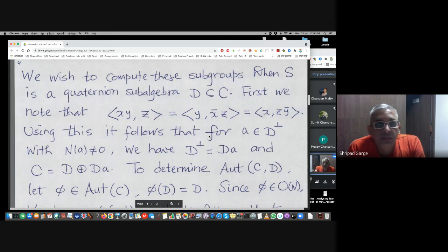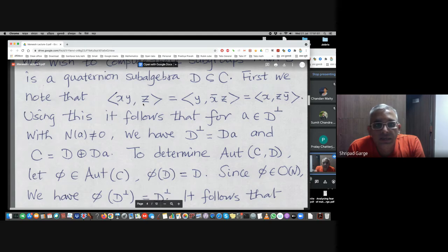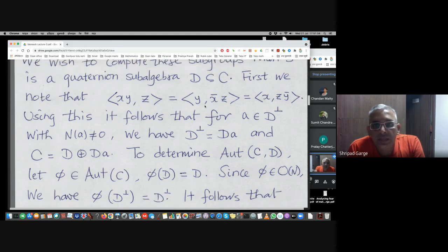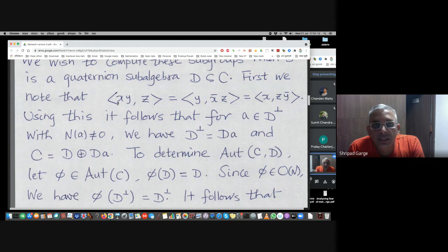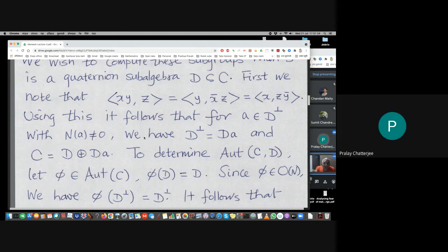So, first of all, this x(yz) is y(x bar z), and this is also the same as x(z y bar). So you can multiply by x bar on both of these sides, and then this x vanishes and you get an x bar here. Or you can multiply by y bar to the right, and this y bar will vanish and you will get a y bar. That is what this looks like.